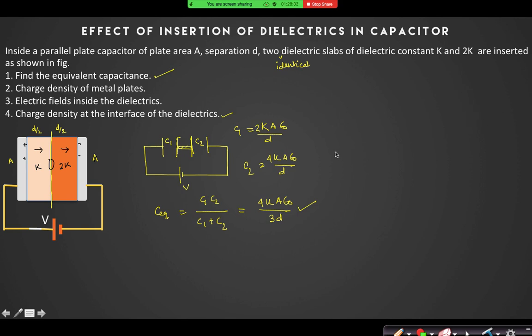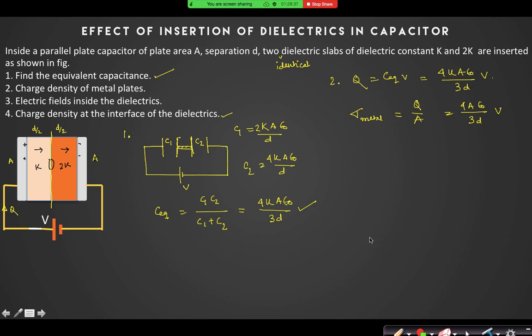Now what is the charge density on the metal plate? If I know the equivalent capacitance is this one, then what is the charge sent by the battery? It is C equivalent into V. So that will be 4K A epsilon naught into V divided by 3D. So what is the charge density on the metal plate? Charge density is Q divided by A, right? So it is 4K epsilon naught divided by 3D into V. That is the answer to the second question.